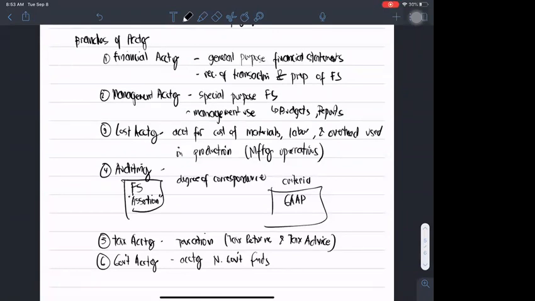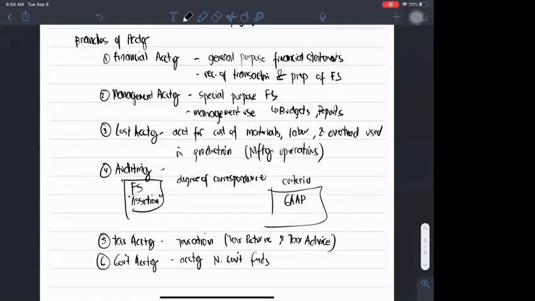Okay, so it is easier for you to understand these branches of accounting based on their use. So financial is for general purpose, managerial is for your management use, cost accounting used for manufacturing operations, cost of materials, labor, and overhead. Auditing is used to ascertain the degree of correspondence between the financial statement and the criteria, which is your generally accepted accounting principle. Next, you have your tax accounting, which dwells more on your taxation, tax returns, tax preparations, and tax advice. Government accounting, more on your accounting of your national government funds.